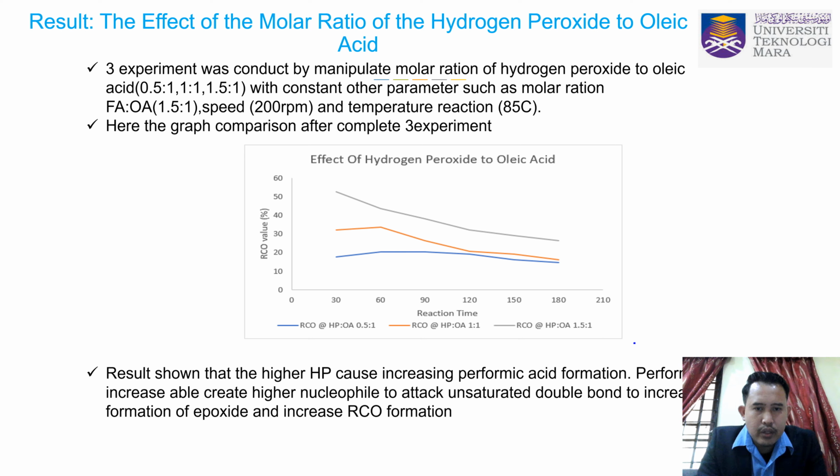From the graph, it is shown that the higher hydrogen peroxide causes an increase in the performic acid, able to create a higher nucleophilicity to attack the unsaturated double bond, to increase the formation of epoxide and also increase the RCO formation.